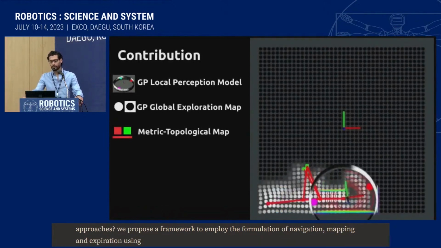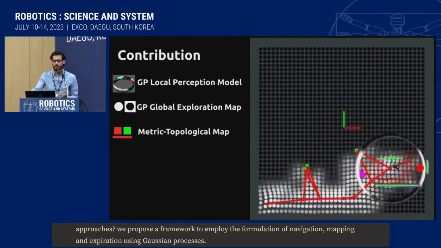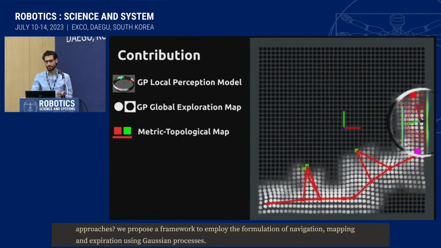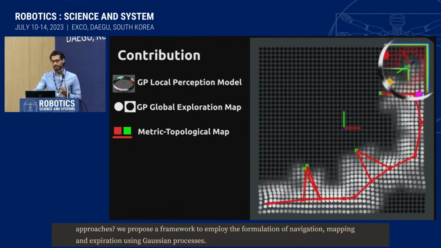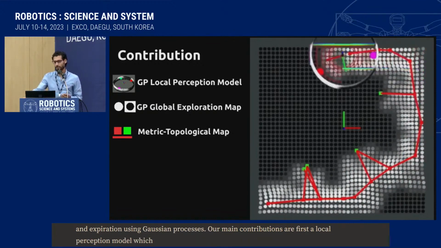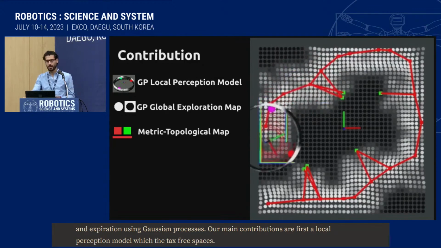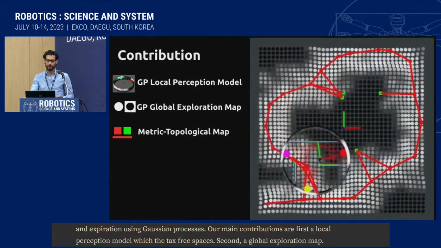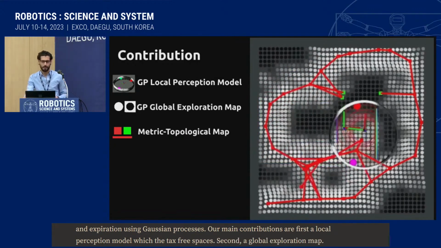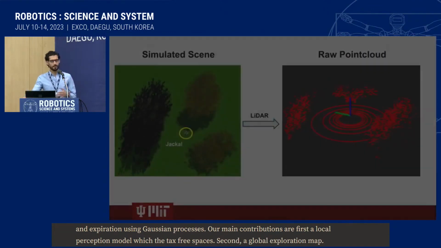And our main contributions are, first, a local GP perception model, which detects the free spaces around the robot. Second, a global GP exploration map, which includes the exploration status of the environment. And third, a novel approach to construct the topological map of the environment. And our system pipeline is explained as follows.